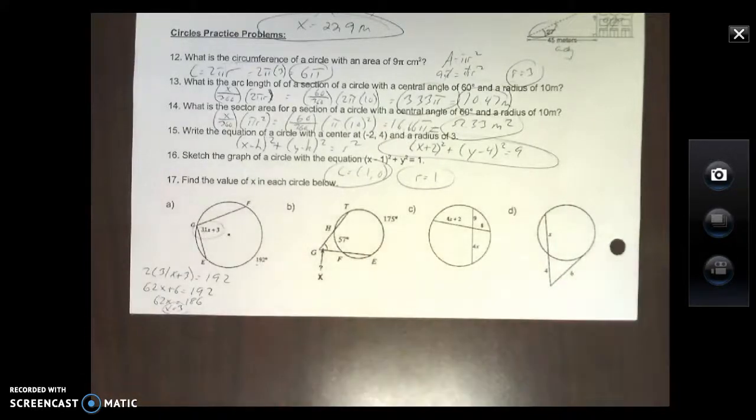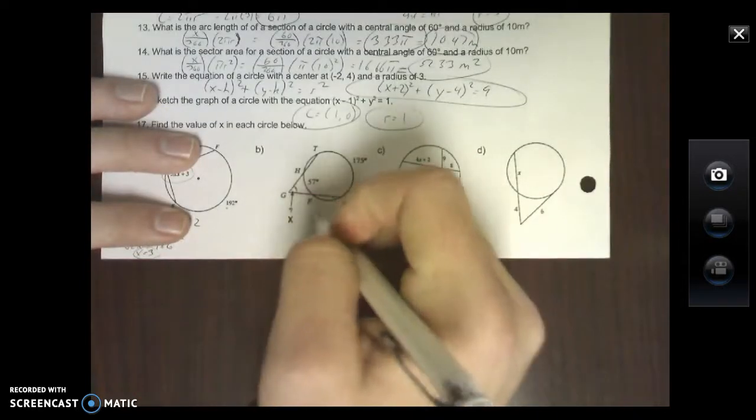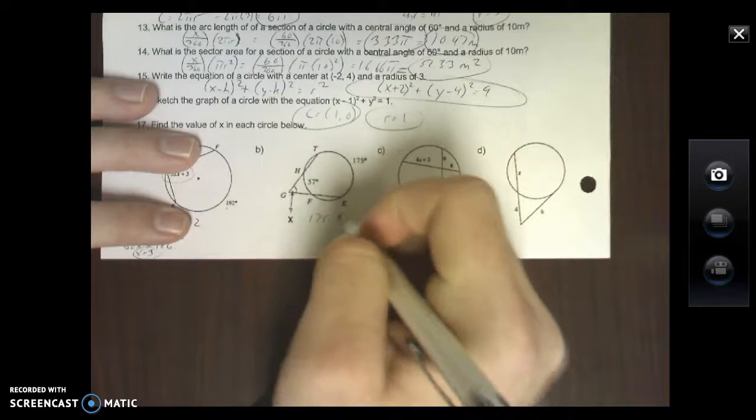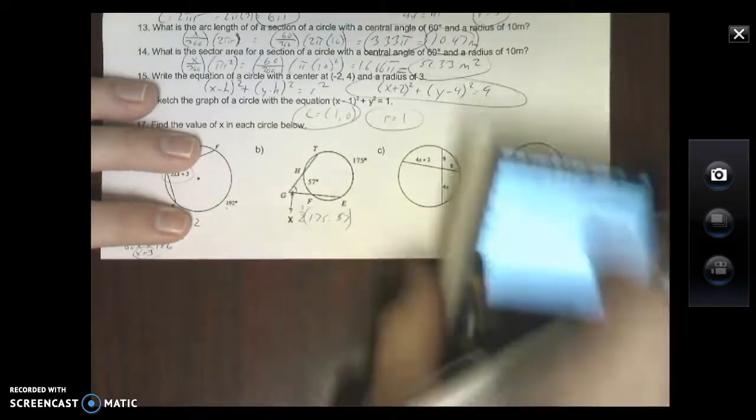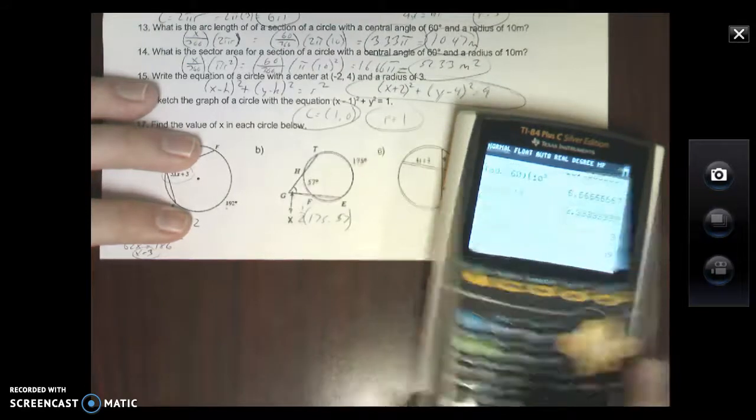Okay, good deal. Alright, part B, outside minus inside, so 175 minus 57. Divide that by 2, we'll get our answer. So 59.